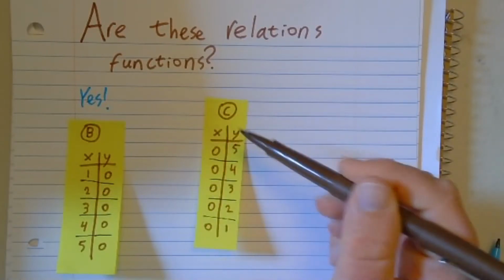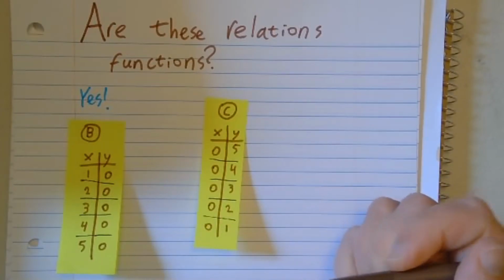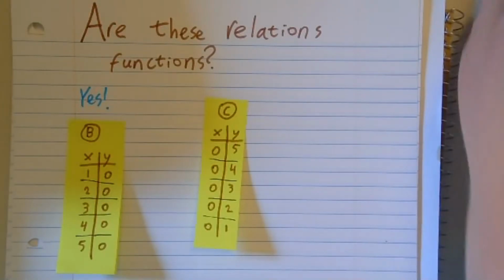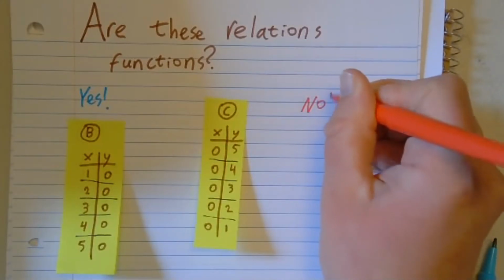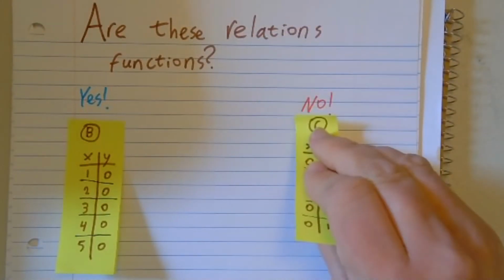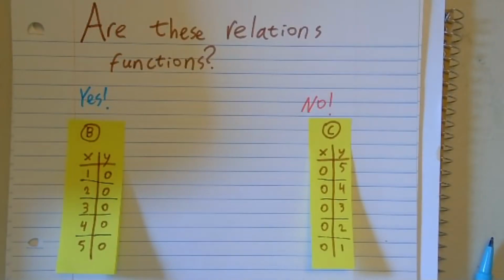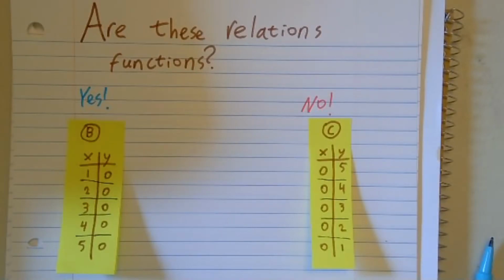This is not a function because sometimes when I put in a 0, it gives me a 5. Sometimes it gives me a 2. It's like they can't make up their minds what they're doing with zeros. It could go to lots of different stuff. So this one is not a function because each input needs to have only one possible output. This has 5 possible outputs for the same input. So that relation, while it's a valid relation, is not a function.